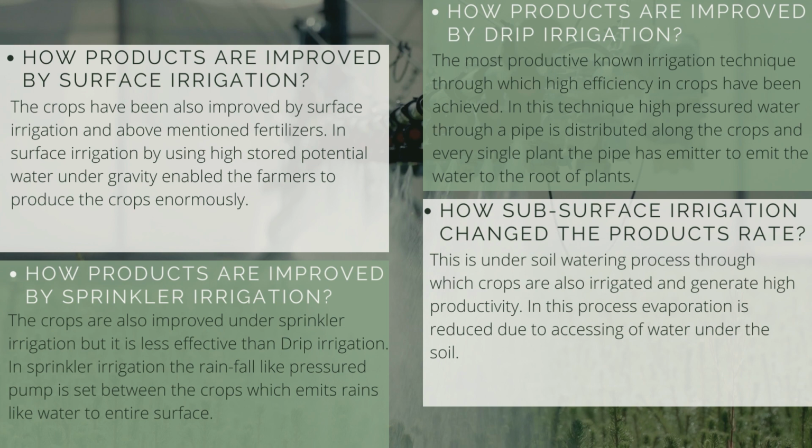In this technique, high pressured water is pumped through the pipes and distributed along the crops and at the root of each plant. In the subsurface technique, the watering of soil takes place under the ground. In this process, evaporation is also tremendously reduced due to the flow of water being mostly under the soil.